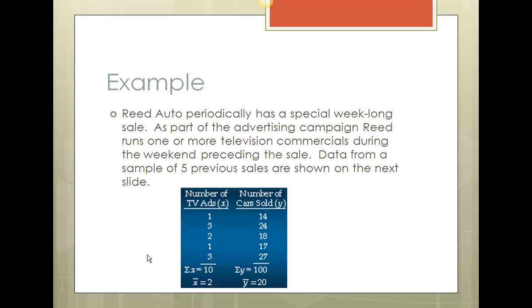It says in the next slide, but I wrote it there. So we have 5 previous sales. We can see our data. The first week, the first example, they ran 1 ad that week, and then they sold 14 cars. The second sample, they ran 3 ads that week, and they sold 24 cars, and so on and so forth for 5 total sales and advertising relationships. So the first step there is to get the sum of x and the sum of y, and then the average x and the average y.